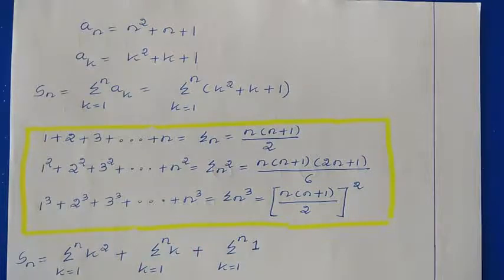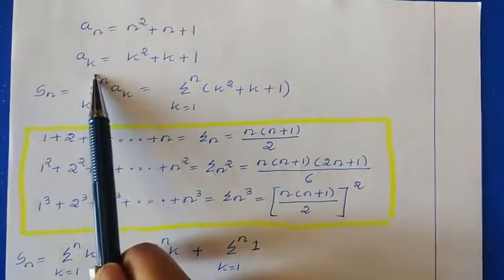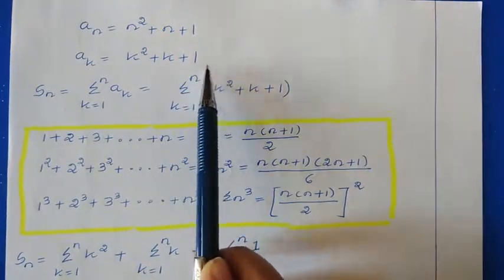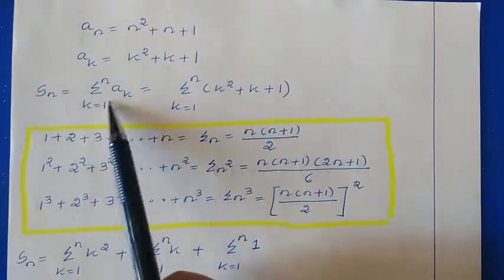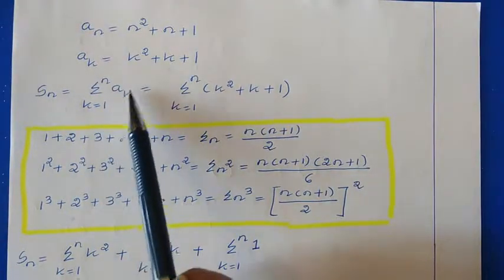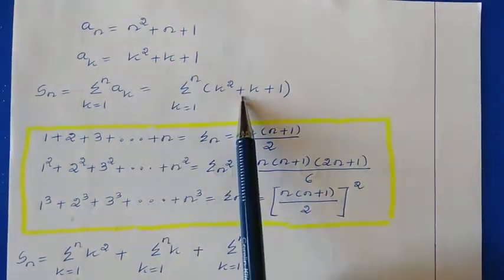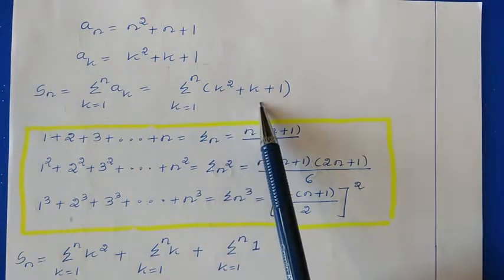Next step is we need to find out the sum of the series. Now let us write down this value in the form of k, that is ak is equal to k square plus k plus 1. Next, let us find out the sum of this one, that is Sn is equal to sigma k is equal to 1 to n ak. Here we know the value of ak, just put that value in this place. So sigma k is equal to 1 to n of k square plus k plus 1.